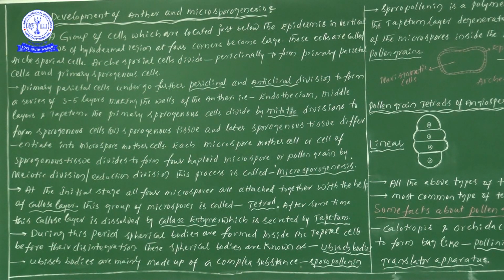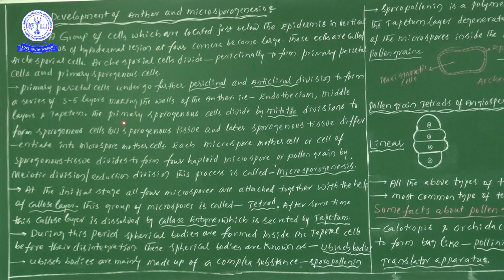So first of all, the archesporial cell is there. That archesporial cell divides periclinally. Two types of cells are formed: primary parietal cells and primary sporogenous cells. Primary parietal cells divide periclinally and anticlinally, so 3 to 5 layers of cells are formed in the anther. All are involved in the development of the endothecium, middle layers, and tapetum.